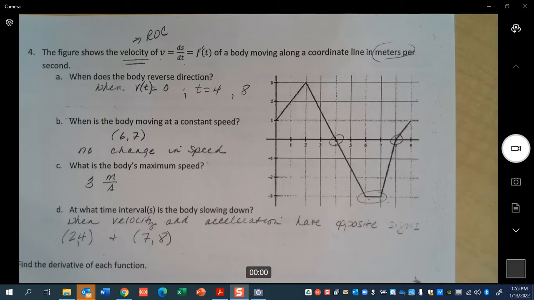Its rate of change is -1. Its rate of change is -2. Its rate of change is -3. Faster, faster, faster, while it's falling.